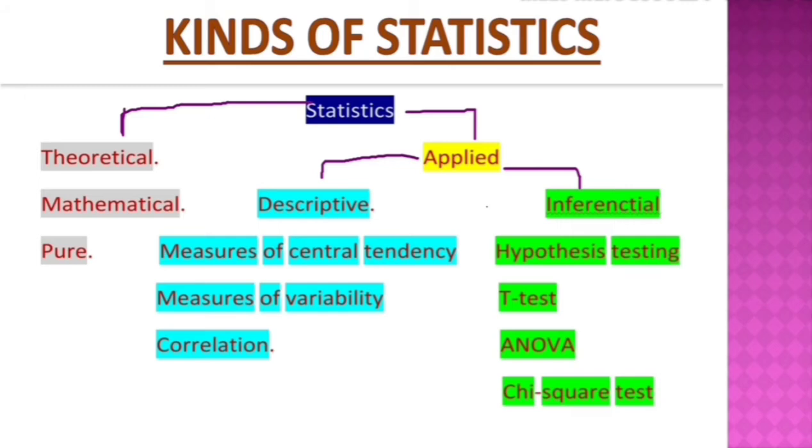The measures of central tendency like mean, median and mode, and the measures of variability like range, quartile deviation, mean deviation, standard deviation, variance and correlation are examples of descriptive statistics. Similarly, hypothesis testing, t-test, ANOVA or F-test, and chi-square test are examples of inferential statistics.